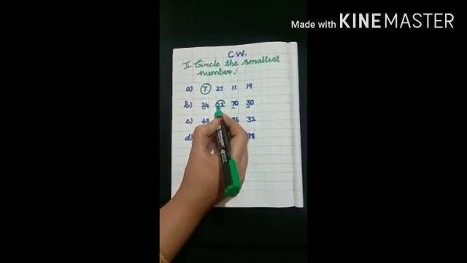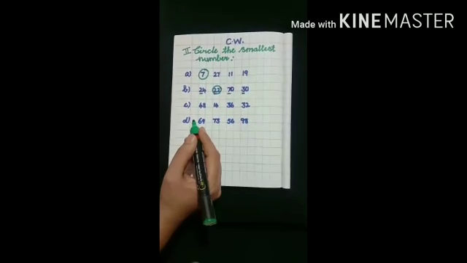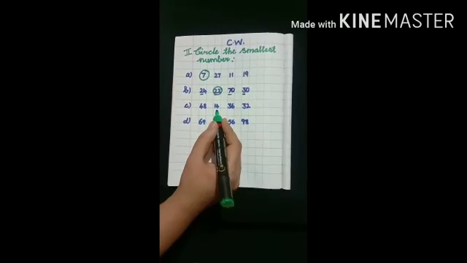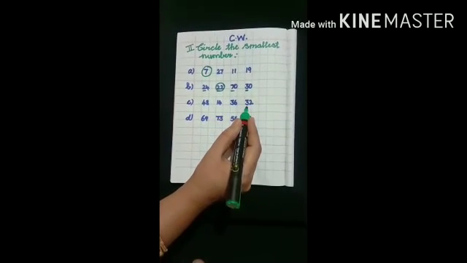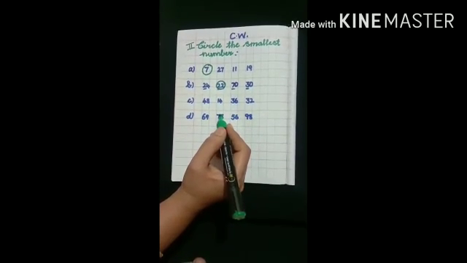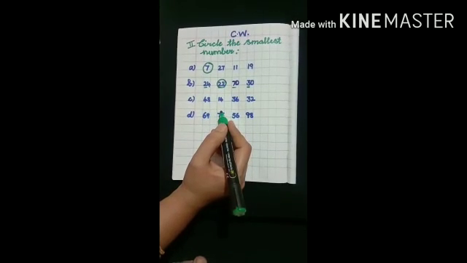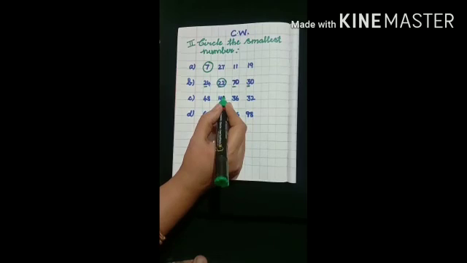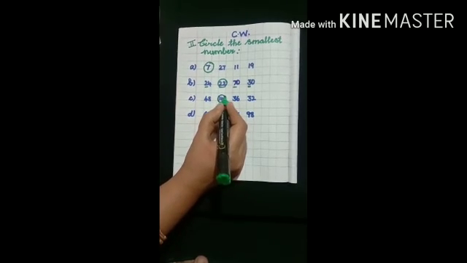Circle the smallest number. Look at this example. 48, 14, 36, 32. Which is the smallest number? Yes, 14 is the smallest number. Circle the smallest number.